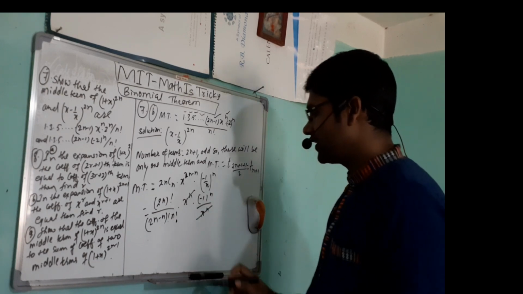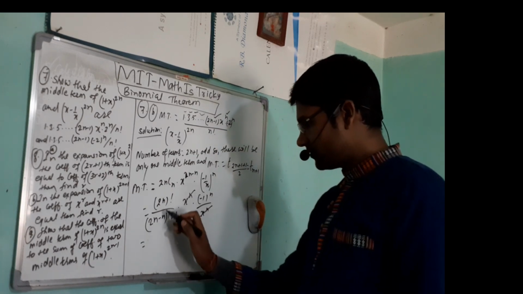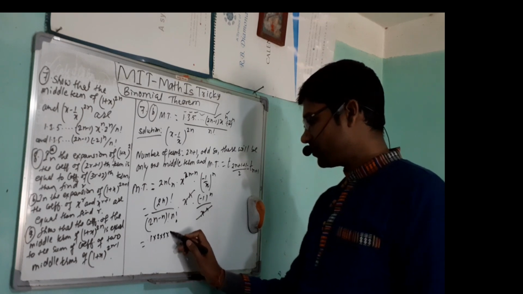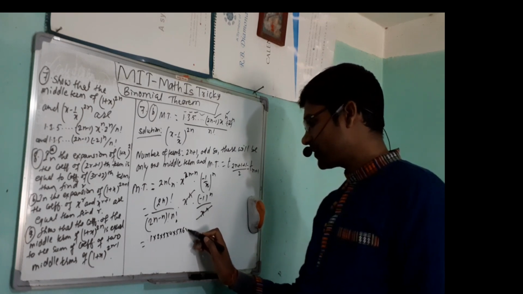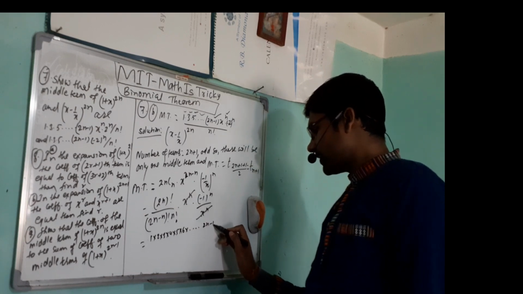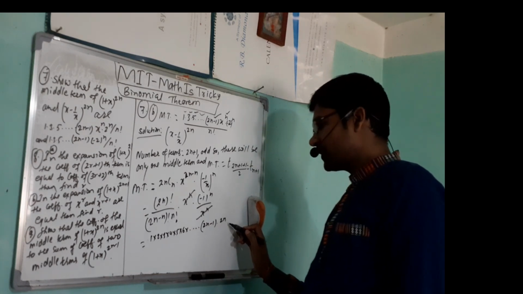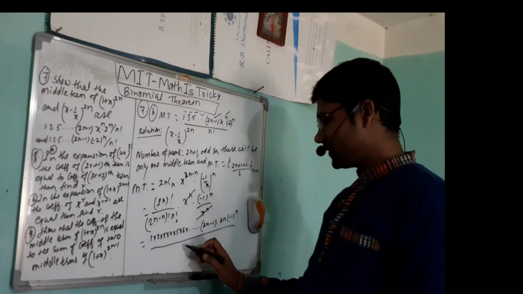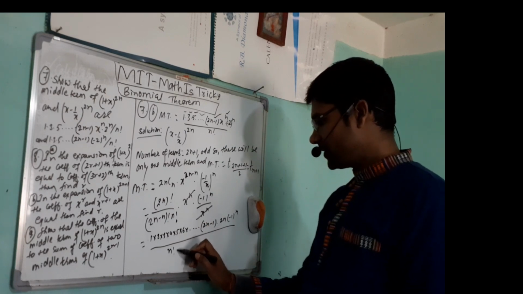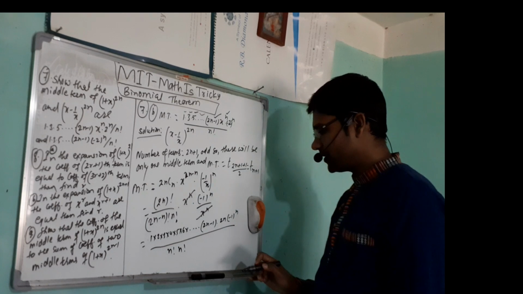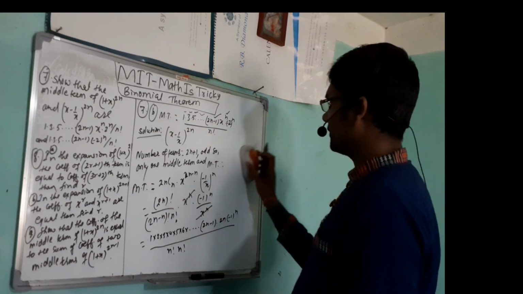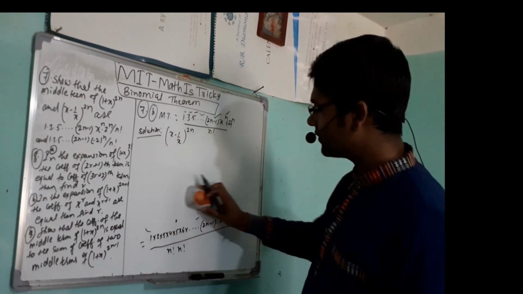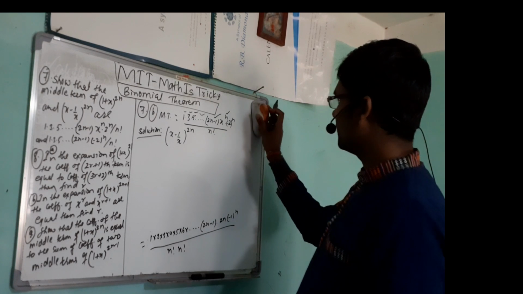So these two cancel. Now let's expand this: 1 into 2 into 3 into 4 into 5 into 6 dot dot dot 2n minus 1 into 2n, and then minus 1 power n, over n factorial and n factorial. If we simplify further, let me rub this and solve it for you. You can do it by yourself also; if you want to try, please pause this video and try by yourself.